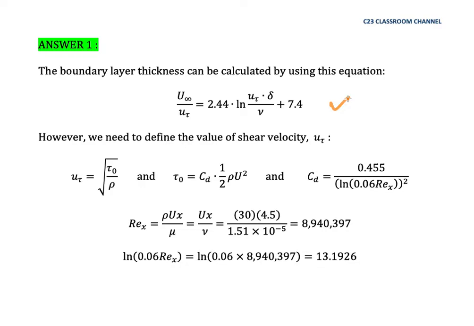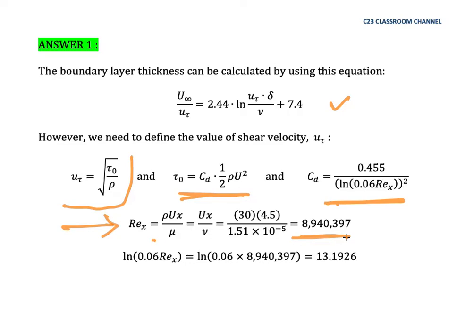So first, U tau is equal to the square root of tau naught over rho. And tau naught here can be calculated using tau equals CD times 1 over 2 rho U squared. And the value of CD can be calculated as 0.455 over ln 0.06 Reynolds number squared. So the Reynolds number, we calculate from the data from the question, we get 1.9 to the power of 6. So we assume that it is turbulent.